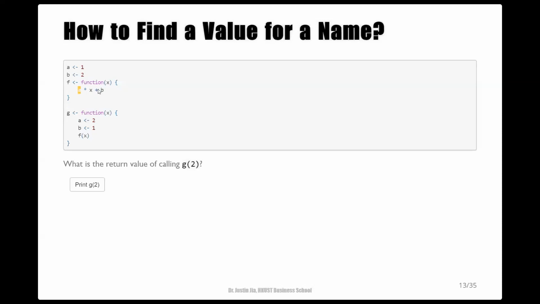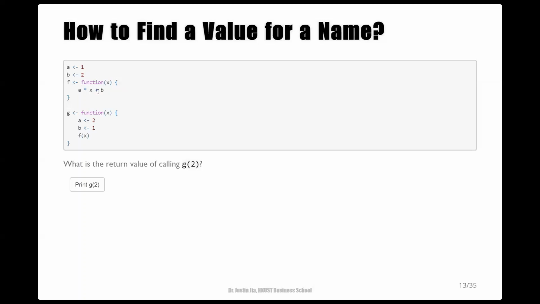But a and b here are neither variables declared in the parameter list, nor something assigned within this function. Then how will R find values for these two symbols? Will F substitute these two values for A and B in the output line when F is called?